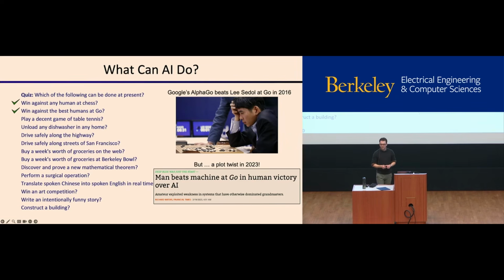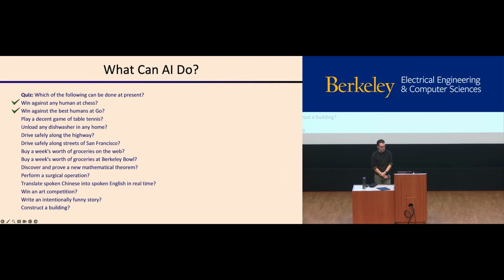So yeah, kind of a nice plot twist there. But we can win against the best humans. What about playing a decent game of table tennis? A couple people think maybe we can.